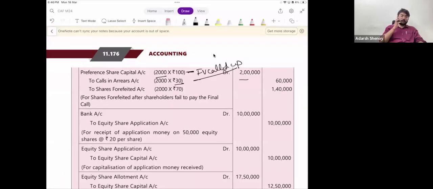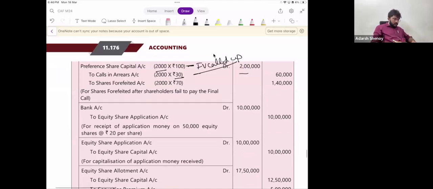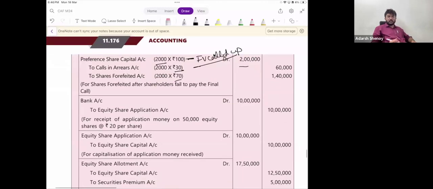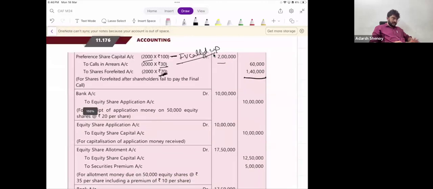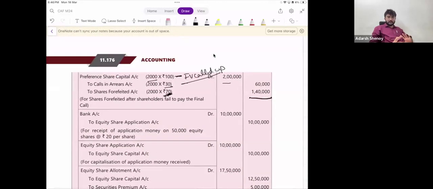Calls in arrears, the amount which is not received. We had kept it as an asset, calls in arrears. Now we are closing that asset also. That calls in arrears account is also being closed because you will not receive that money any further. You're not going to receive that money. Cancelling the shares, and 2,000 shares forfeited. In the forfeited shares account, we are crediting the forfeited gain. So 70 rupees is the forfeited gain. So we are crediting it to the forfeited shares account. Simple forfeiture entry, 2,000 shares have been forfeited.